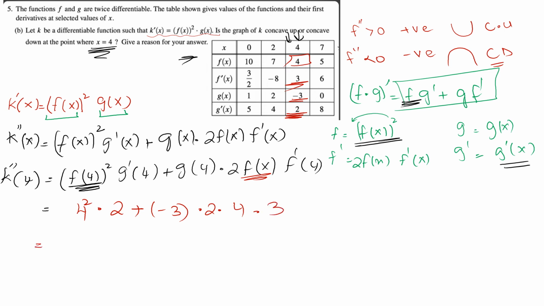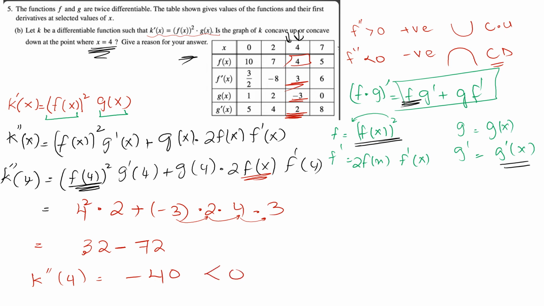Now 4 squared is 16. 16 times 2 is 32. Minus 3 times 2 is 6. 6 times 4 is 24, and 24 times 3 is 72. So 32 minus 72. So k double prime of 4 is equal to negative 40, which is less than 0.